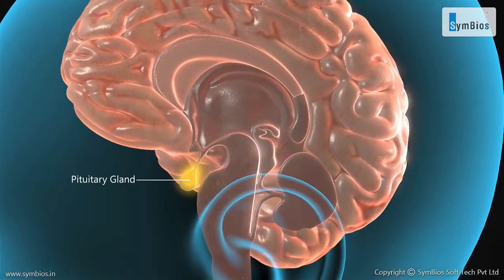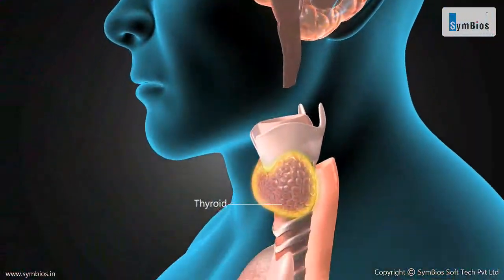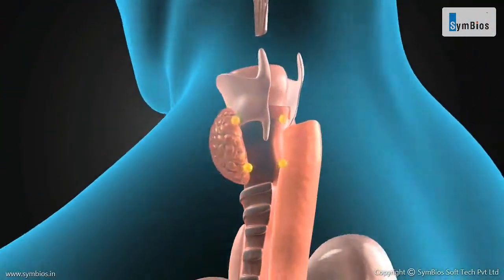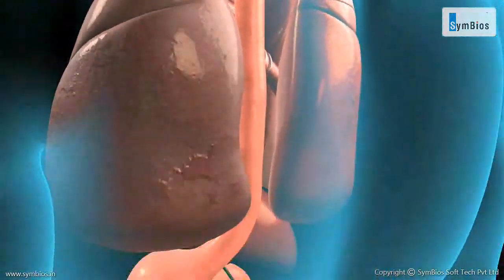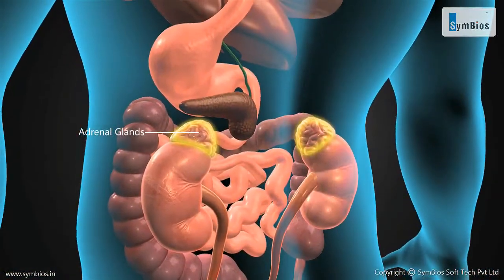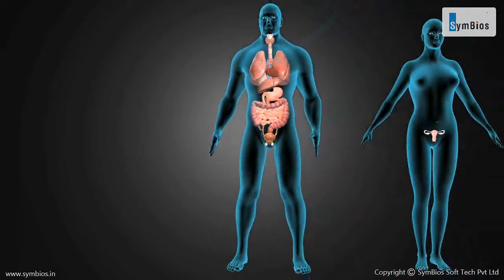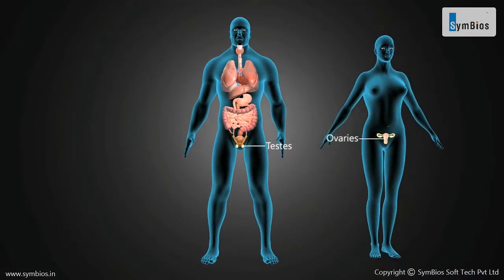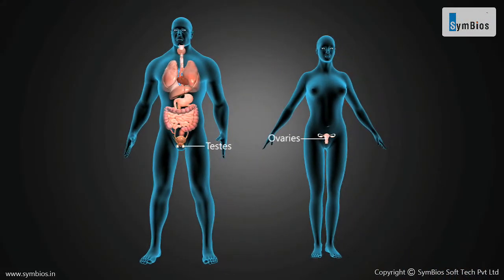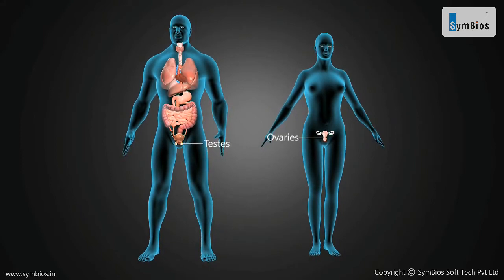Hypothalamus, pituitary gland, pineal gland, thyroid, and parathyroid glands, adrenal glands, and reproductive glands, also called gonads, which are in the form of testes in males and ovaries in females, are the endocrine glands.